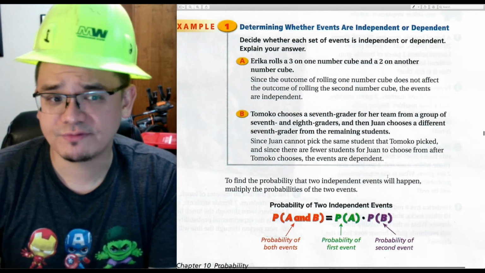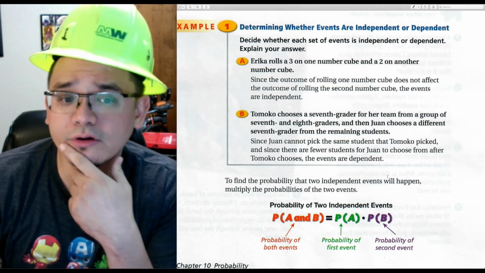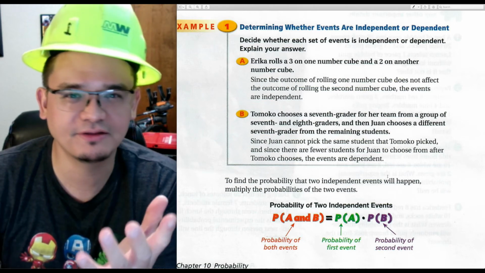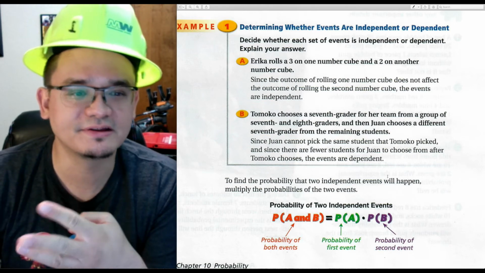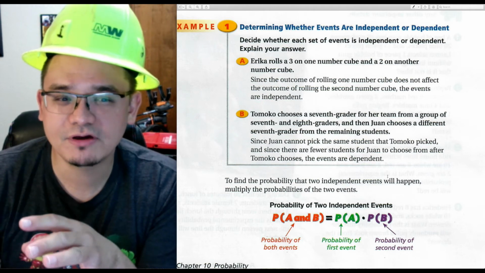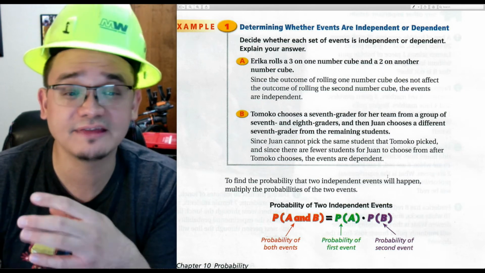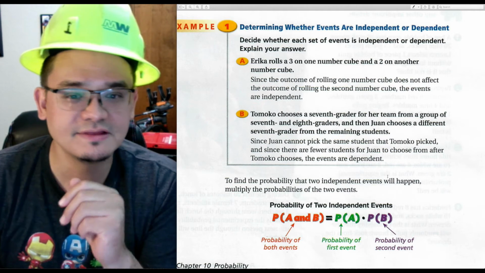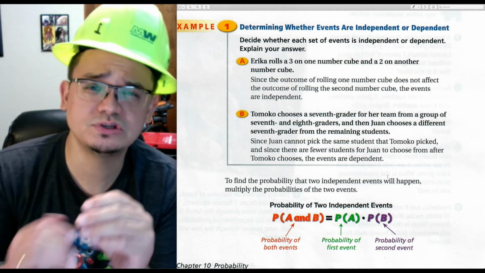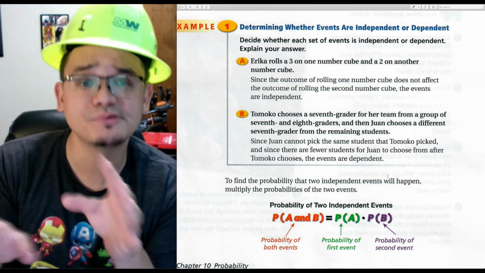So, determining whether events are independent or dependent. Decide whether each set of events is independent or dependent and explain your answer. So first, Erica rolls a 3 on one number cube or dice. Why do they call it number cube? It's irritating. Erica rolls a 3 on a dice and a 2 on another dice. Since the outcome of rolling one dice does not affect the outcome of rolling a second dice, the events are independent. So, rolling one dice has no bearing on rolling another dice. They're completely separate, completely independent.